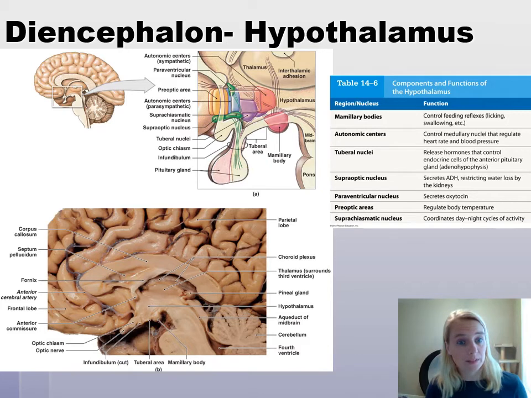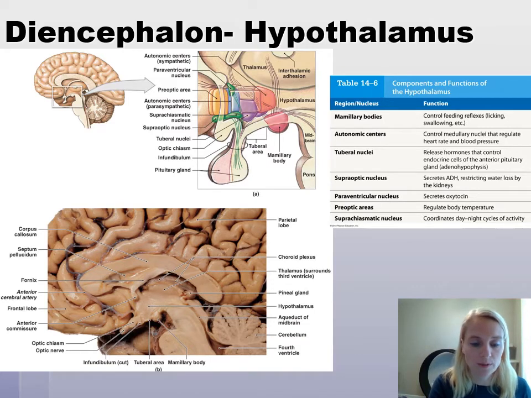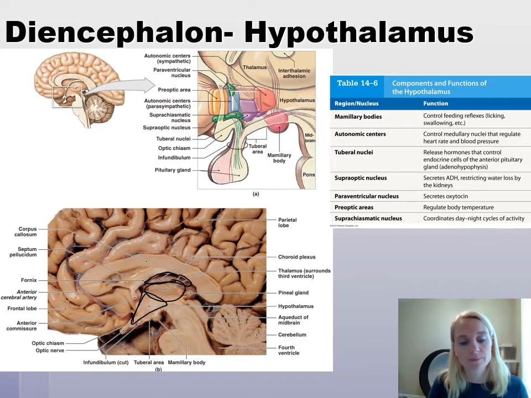The other really busy place of the diencephalon is the hypothalamus. It sits below and anterior to the thalamus. So if I were to draw, the epithalamus would be right here, the thalamus is right here, and the hypothalamus is this funnel shape, sitting anteriorly. The hypothalamus has a whole lot of nuclei in different regions.